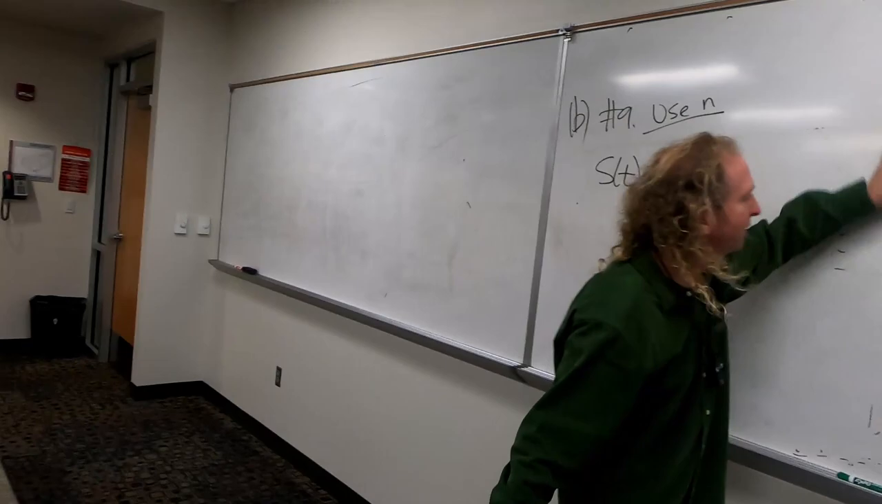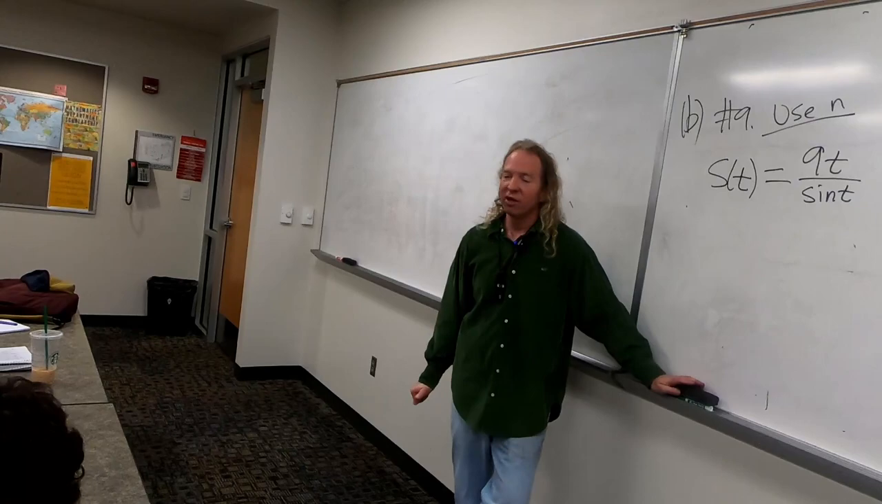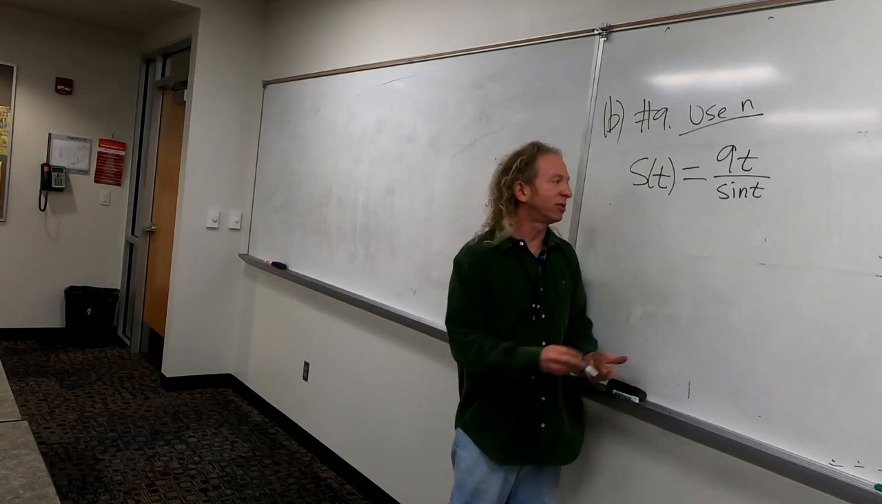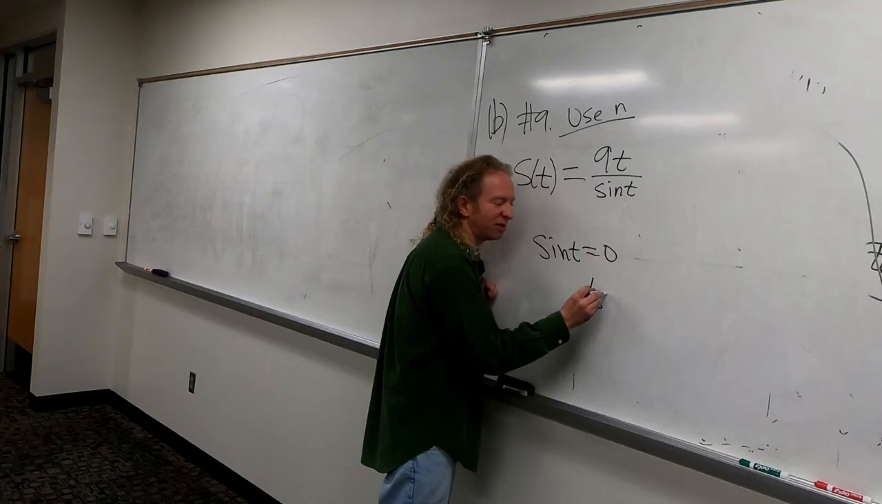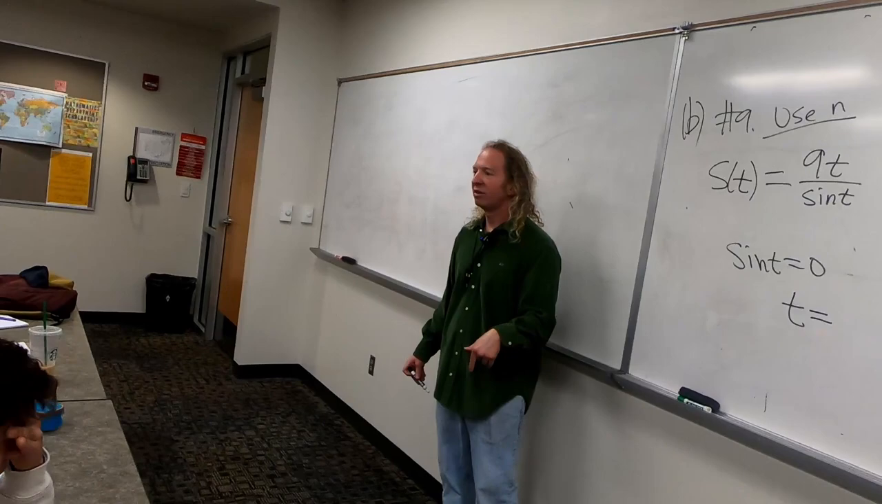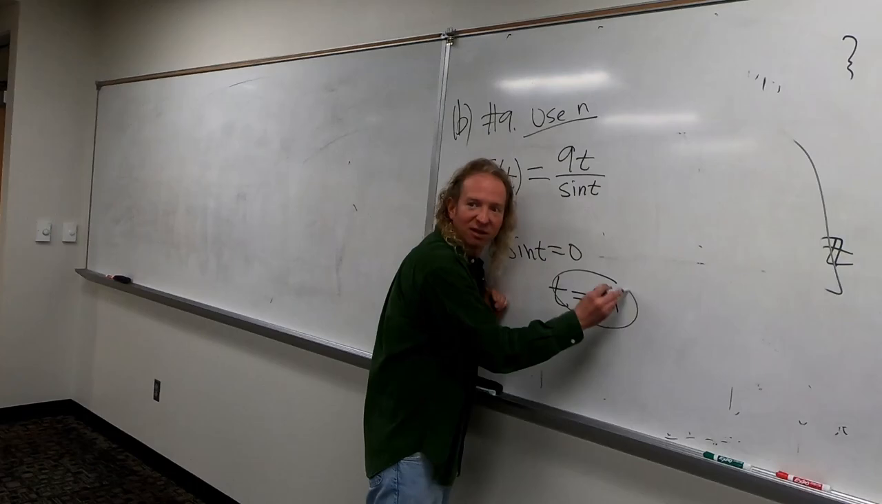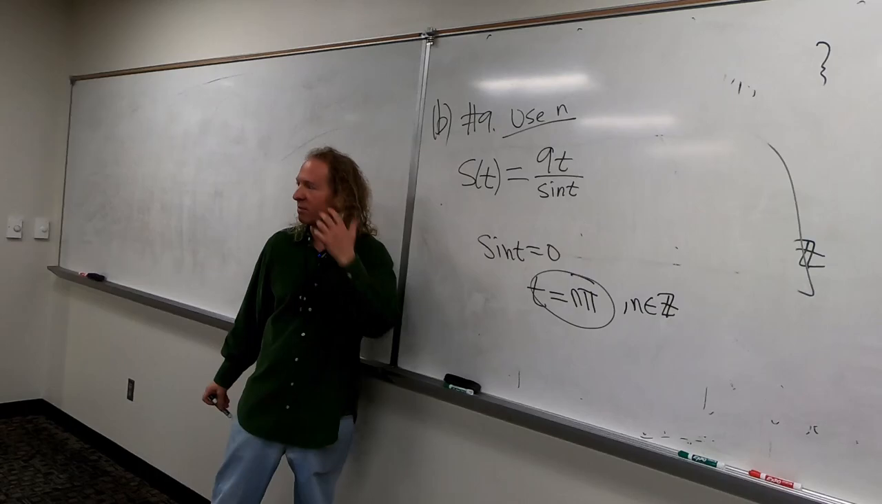So same thing. We're looking for the vertical asymptotes. So we think about when sine t is equal to 0. Sine t is equal to 0 when t is equal to, well, it's k pi normally, right? But we have to use n, so it'll be n pi. That's it. And n here is an integer. This was a test, so you can use n or you can use k. It doesn't matter, you can use any of those variables.